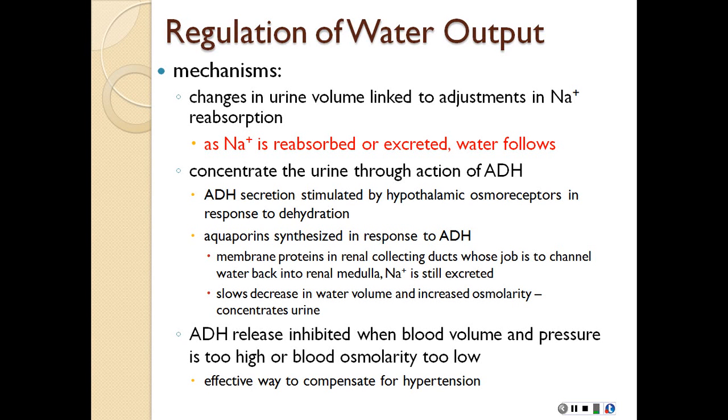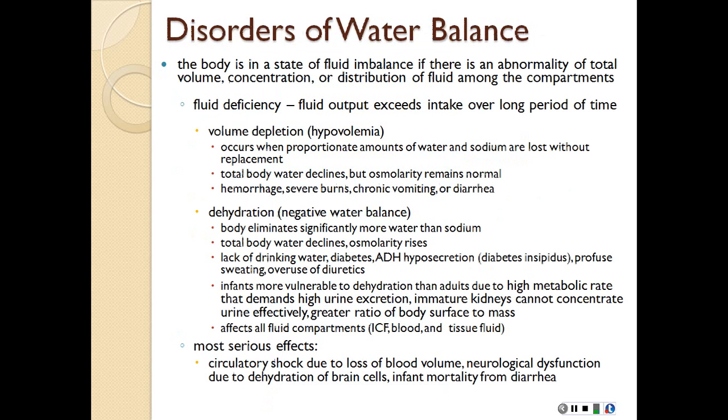Okay? Now, what if ADH is released? What does ADH tell the kidneys? To retain the water. Okay? ADH release is inhibited when blood volume and pressure are too high or blood osmolarity is too low. So again, keep in mind that antidiuretic hormone is secreted for a reason, and that is to maintain the amount of water that is in the body by decreasing the amount that is released.